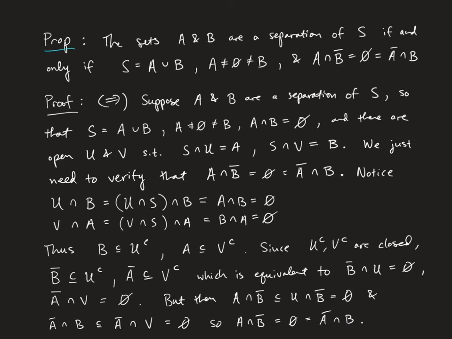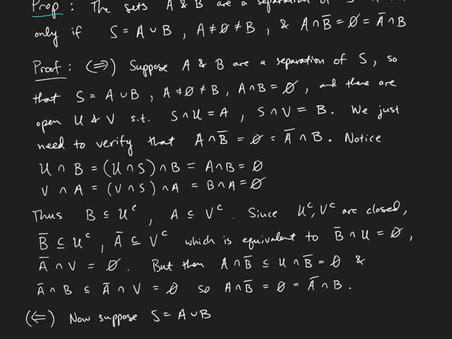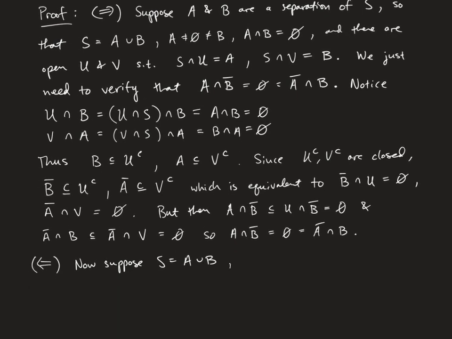So now we'll suppose that S equals A union B, that these sets are non-empty, and that we have that condition which is supposed to replace the disjoint and the open. So we have that A closure intersect B is equal to the empty set, and A intersect B closure equals the empty set as well.